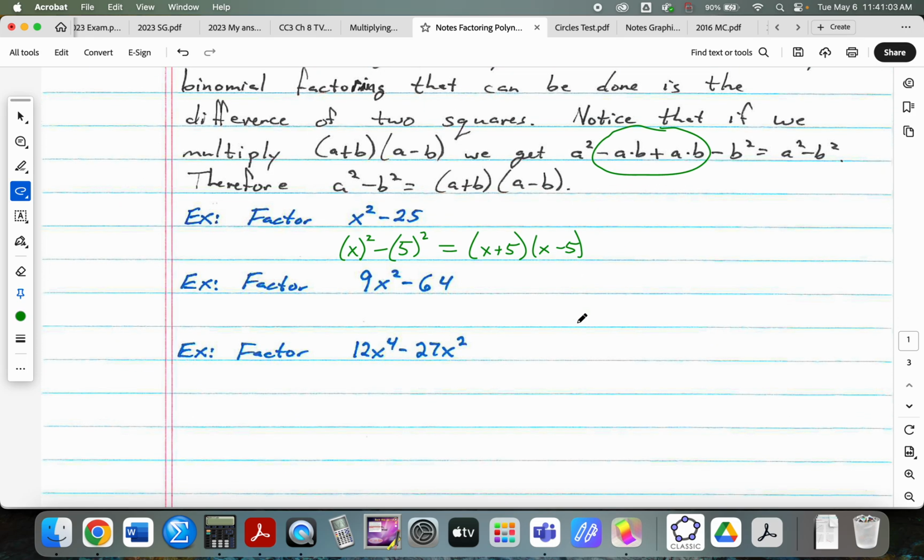All right, so then for one like this, we've got 9x squared minus 64. 9x squared would be what squared? Yeah, it's 3x, quantity squared, minus 64 is 8 squared. So this factors to 3x plus 8 times 3x minus 8.